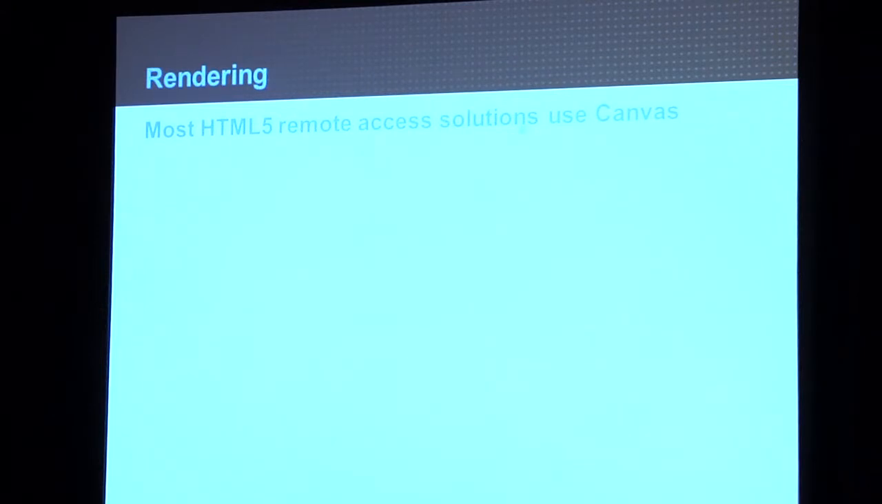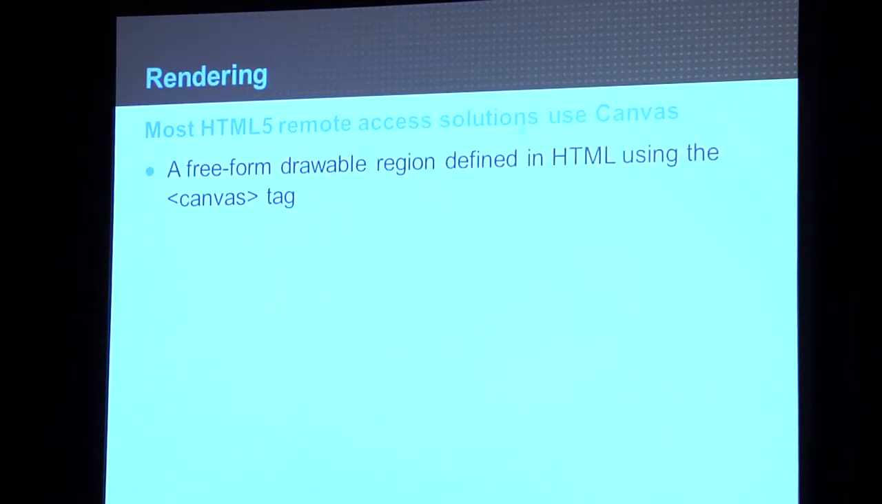Okay. Rendering. So we got all the data down to the endpoint. How do we actually render it onto the browser window, the browser tab? Most HTML5 remote access solutions use a relatively new HTML feature called Canvas. When people talk about HTML5, Canvas is like the thing. This is what most people think about when they're thinking about the new functionality of HTML5, Canvas and WebSockets.